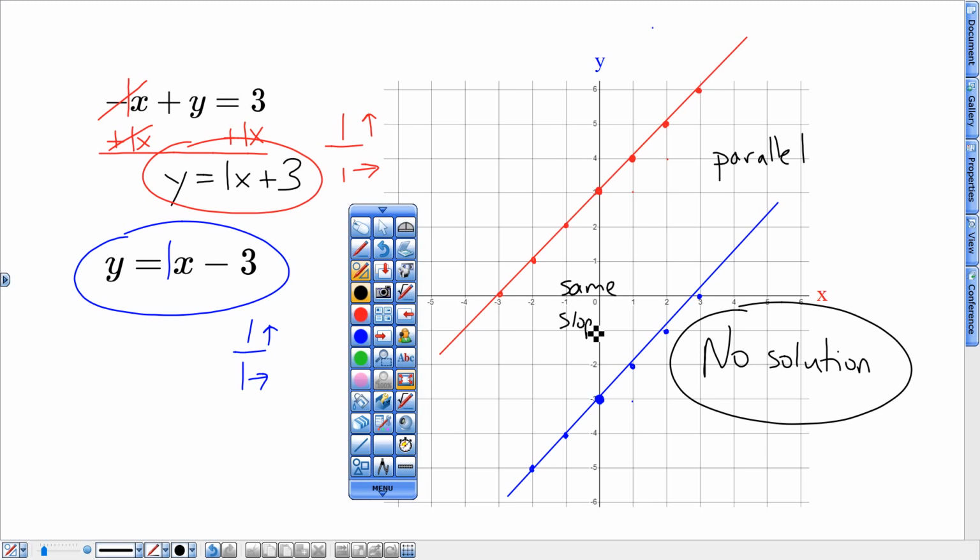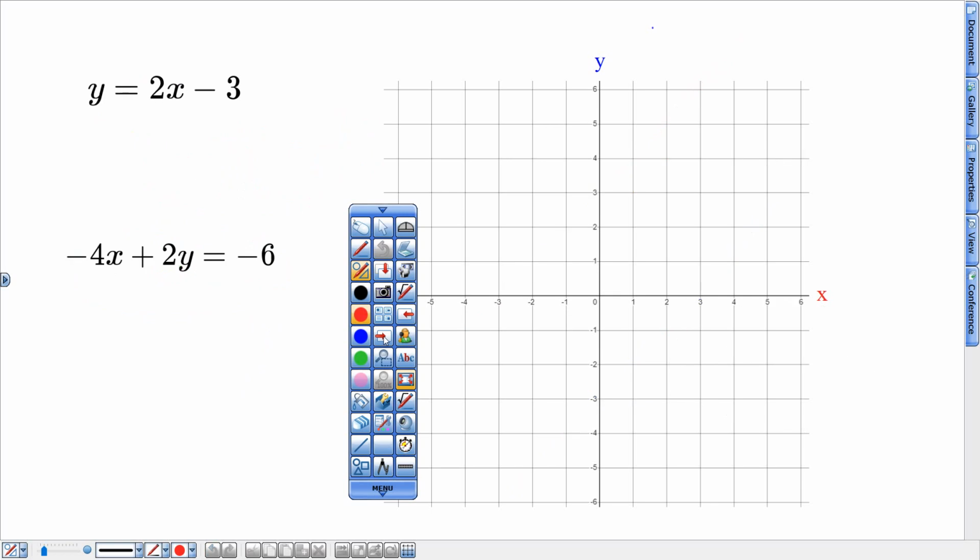And again, what I'm trying to teach you is that when they have the same number in front of x, but a different y-intercept number, that is your no solution look always. Same slope, different y-intercept, no solution. All right, here we go. Next problem. This one, solve for y.